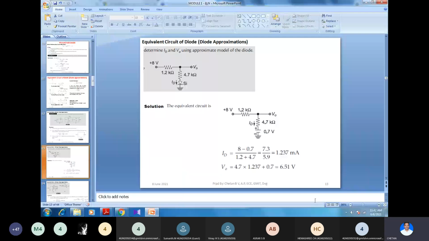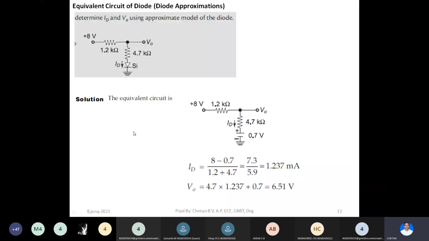Then later on we discussed one more problem. Here also we have to replace this with the approximate model, which will give us a battery in place of the diode. Here we found out the value of ID, the current which flows through this, which is 8 minus 0.7, where 0.7 is this value, divided by the sum of resistances, 1.2 plus 4.7. So we got this resultant.